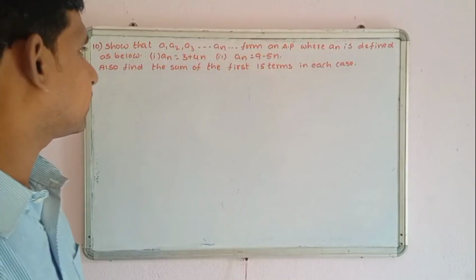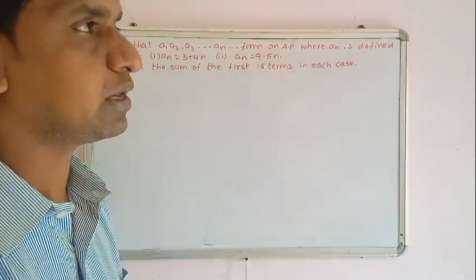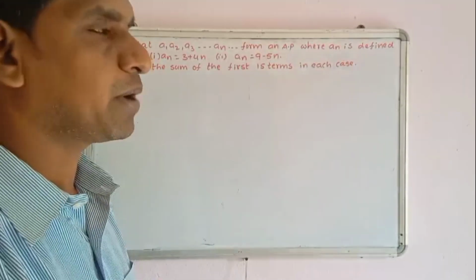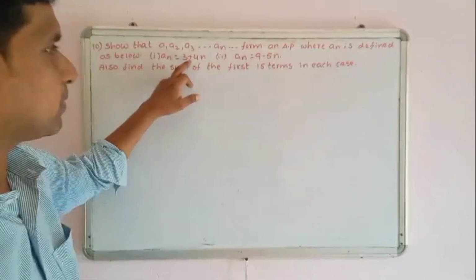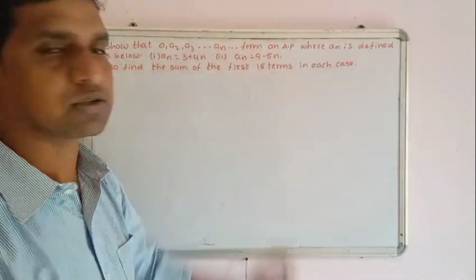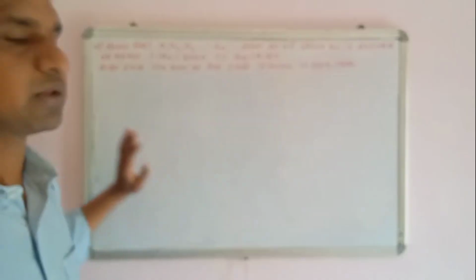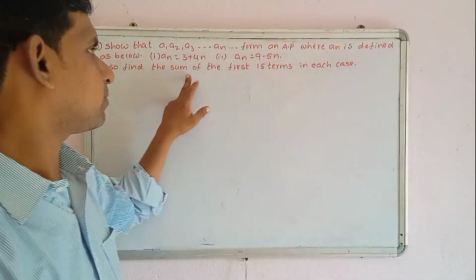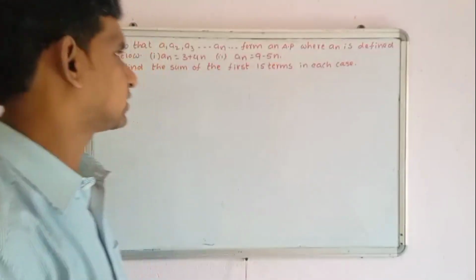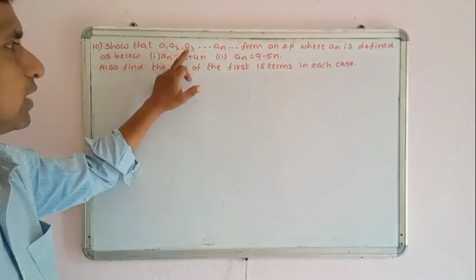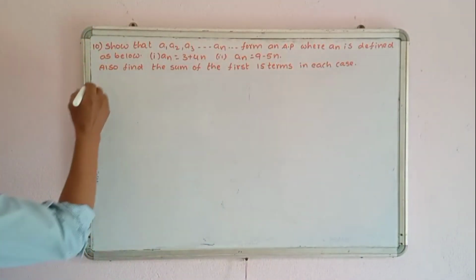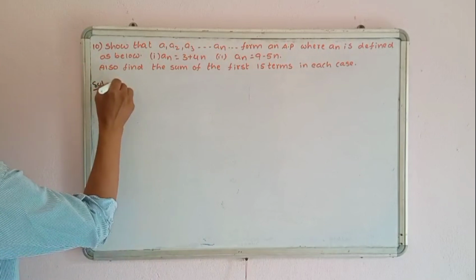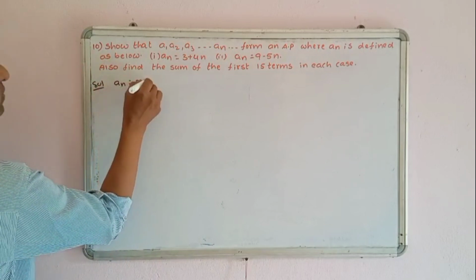Show that a1, a2, a3, and so on, an, and so on form an AP, where an is defined as below. An equals 3 plus 4n and another one is an equals 9 minus 5n. Here two problems are there. Also find the sum of the first 15 terms in each case. First one is an equals 3 plus 4n.